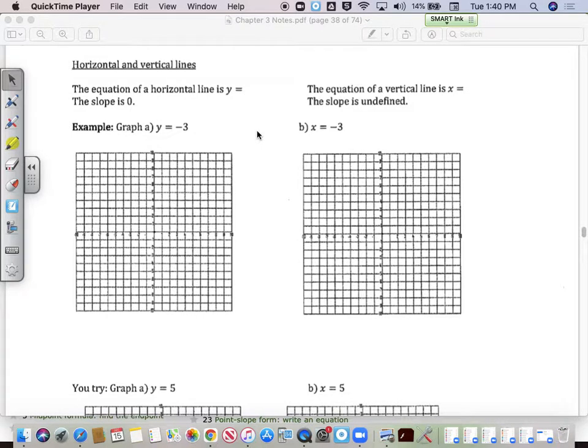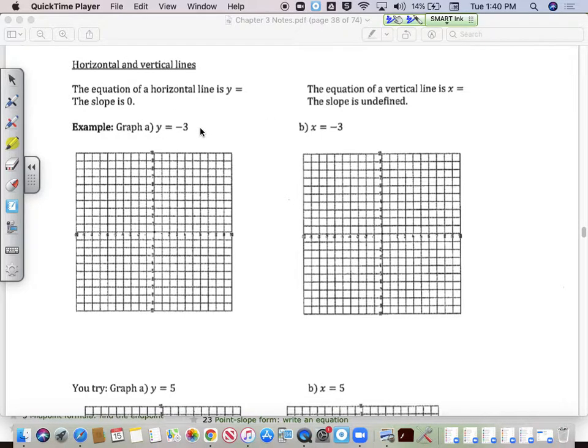Okay, so the next thing we're going to talk about is horizontal and vertical lines. The equation of a horizontal line starts with y equals. The slope, which we're going to talk about more in the next part, is 0, which means that the line is not going to be slanted up or down. It's just going to be a horizontal line, which goes from left to right.